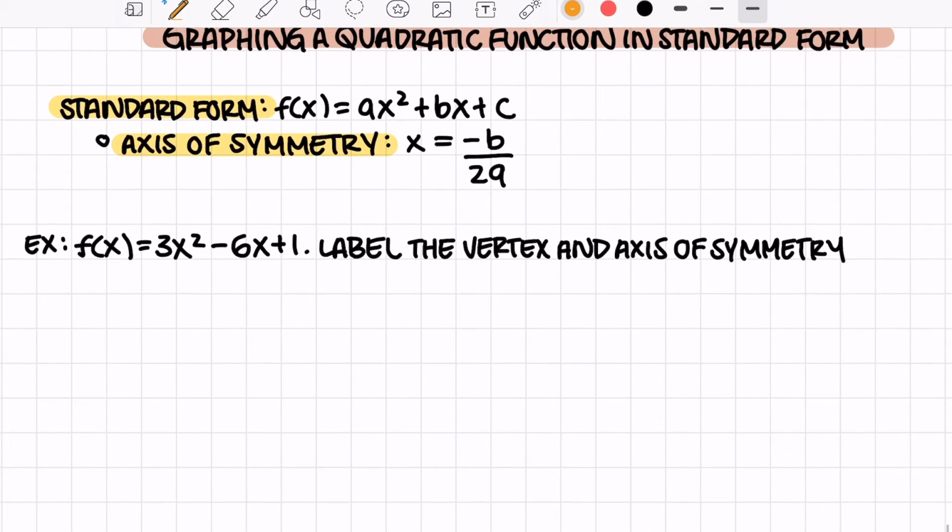Let's try quadratic functions in standard form. So this one's going to be a little different. We aren't going to graph it, but I will show you how to identify your vertex and your axis of symmetry.